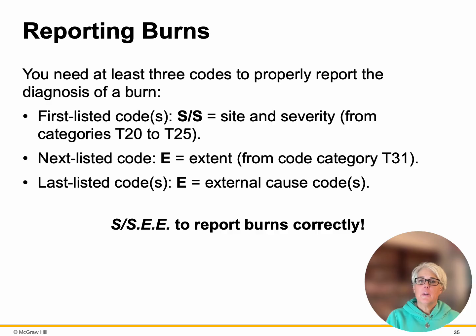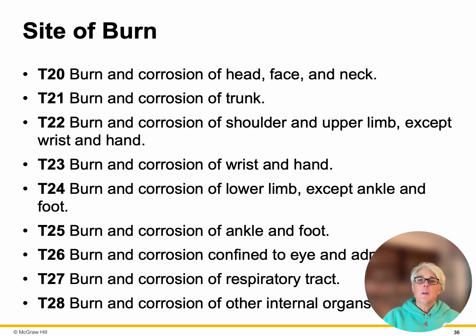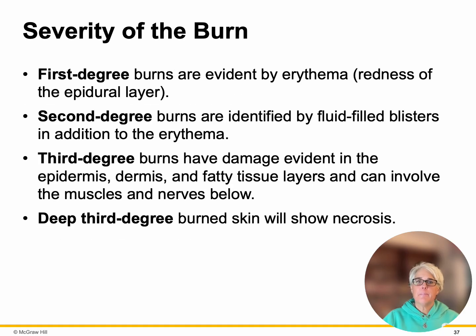It's important to be able to differentiate T code categories as they specify which body region is impacted, whether it's the head and neck, the trunk, the upper limbs, hands, lower limbs, feet, eyes, respiratory tract, etc. Make sure the physician documentation clearly states the site. So for example, right lower leg versus foot, so you can choose the correct category.